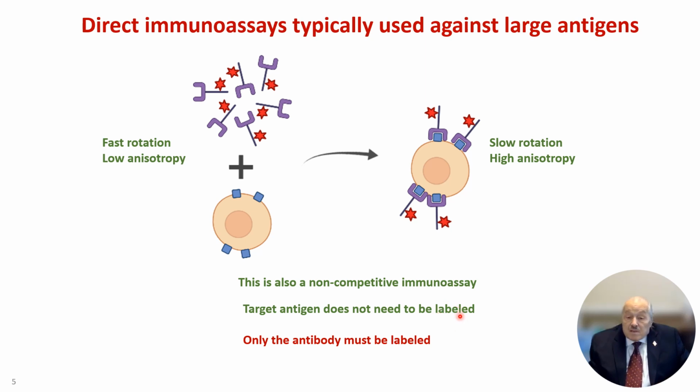The advantage of this type of immunoassay, this would also be called not only direct, you would call it non-competitive, is that the target does not need to be labeled. So the thing we're looking for doesn't need to be labeled. The only thing that needs a label is the antibody against the species we're looking for. So that greatly simplifies the assay, because as you'll see later in this lecture, a simple polarization immunoassay can require a lot of chemistry.